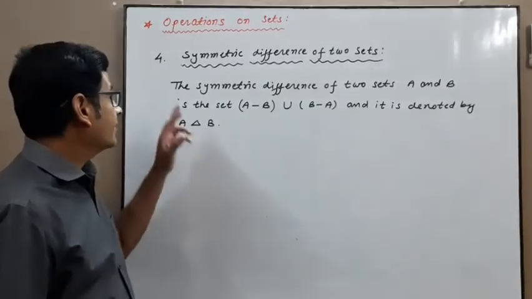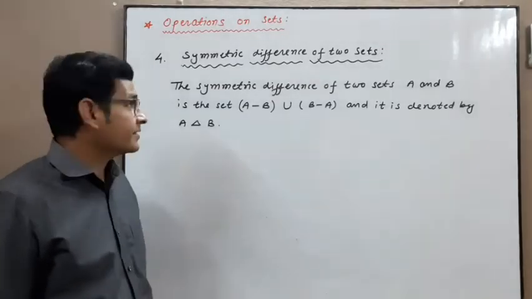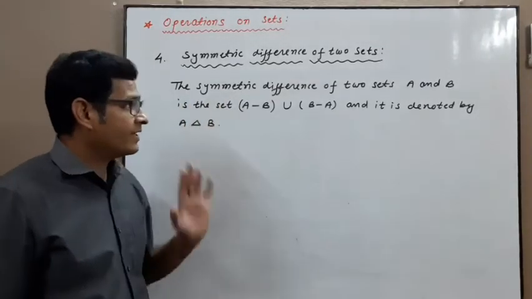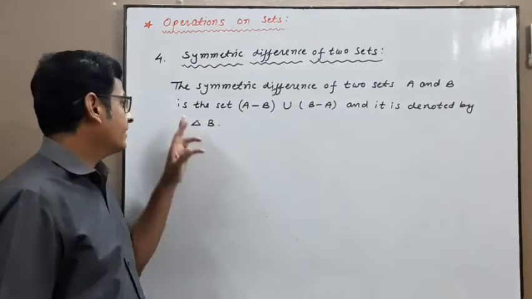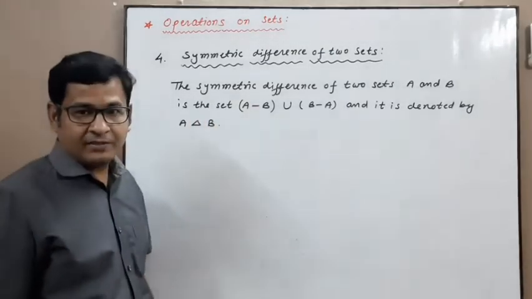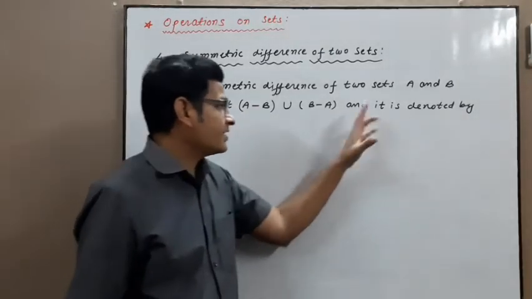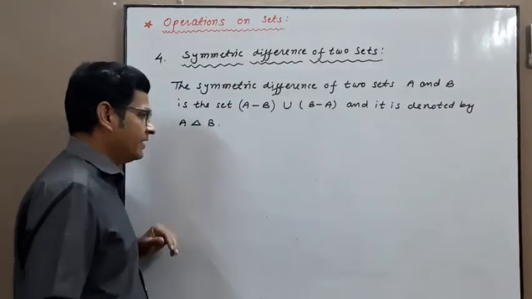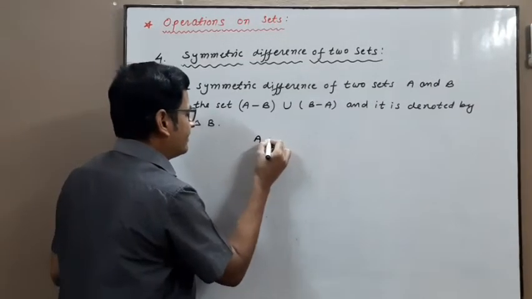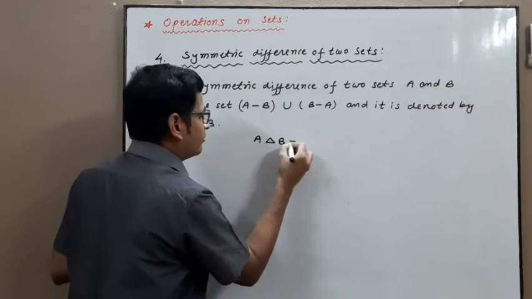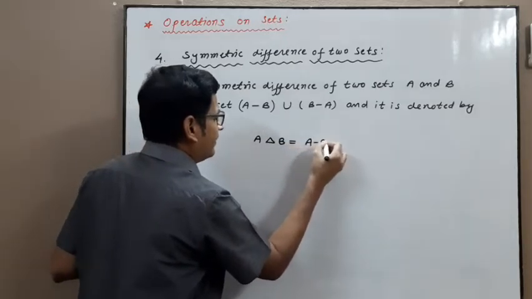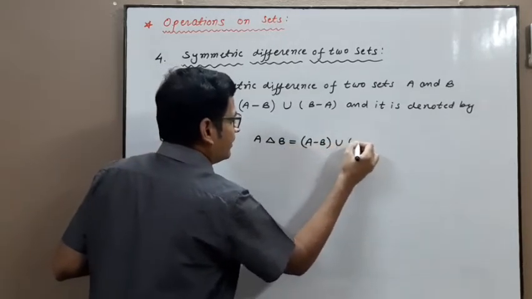Next operation, symmetric difference of two sets. The symmetric difference of two sets A and B is the set A minus B union B minus A, and it is denoted by A del B. Mathematically we write A del B is equal to A minus B union B minus A.